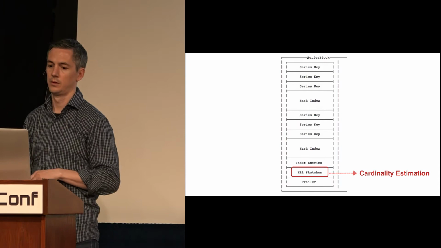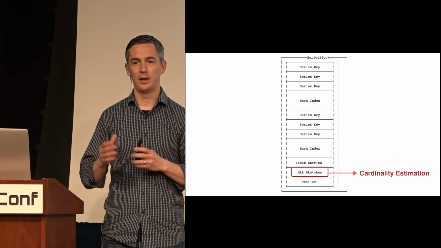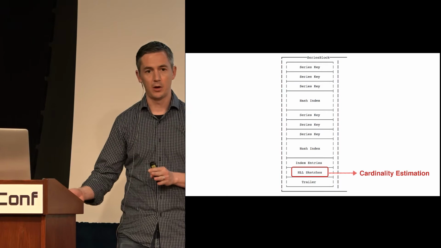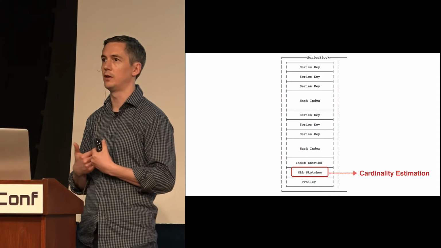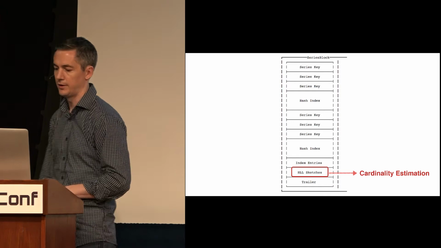OK, so the last section I just want to talk about a little bit is cardinality estimation. So we estimate the cardinality of how many unique series there are in a file, in the index, how many measurements there are, and how many values there are for a given tag key, which is useful data for our internal telemetry. And we'll be adding stuff to the query language later to actually expose this information to do all sorts of different stuff. So we keep sketches, basically.